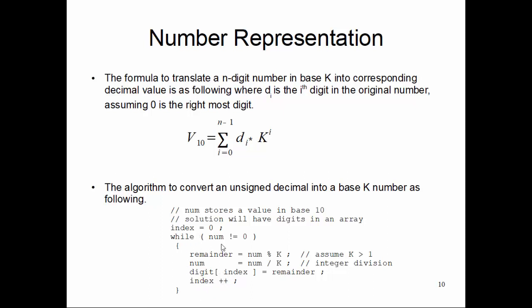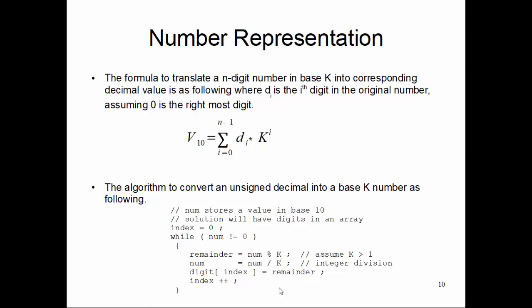Remember, this remainder is still a decimal value, so we need to convert it back to its symbol. Let's say we're talking about base 16, which is hexadecimal, and my remainder is 12. Instead of writing 12, I need to write C. So I need to map that remainder value to its corresponding symbol.